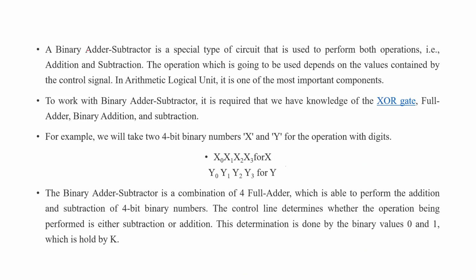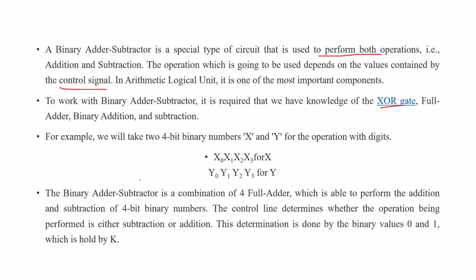Okay, so the binary adder subtractor is a special type of circuit that is used to perform both operations, addition and subtraction. The operation to be used depends on the value contained by the control signal. That's very important. The control signal depends on the M mode control. It will work out whether this is addition or subtraction. To work out the binary adder subtractor, we need the XOR gate, so we have to understand what an XOR gate is also.